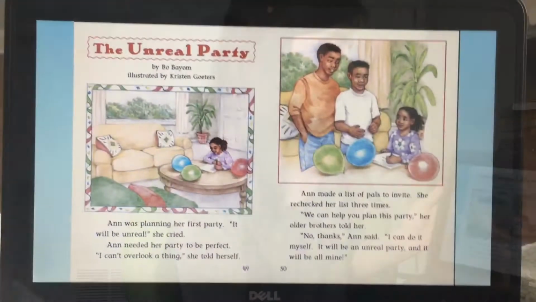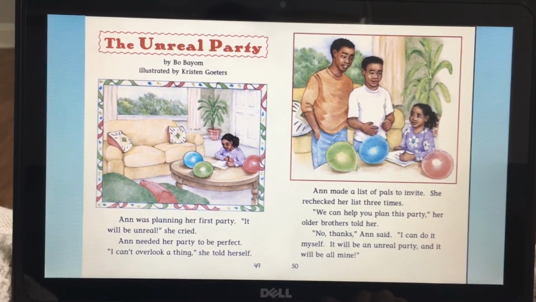Okay, so for our last thing today, I have a decodable reader, just like we would read if we were at school. So I'm going to read, and just like if we were at school, if I drop a word, you'll pick it up. So I want you to be reading along with me and see if you can pick up the words that I drop. Our story today is called The Unreal Party.